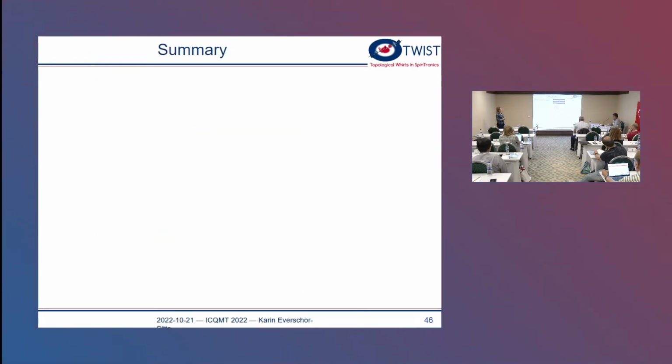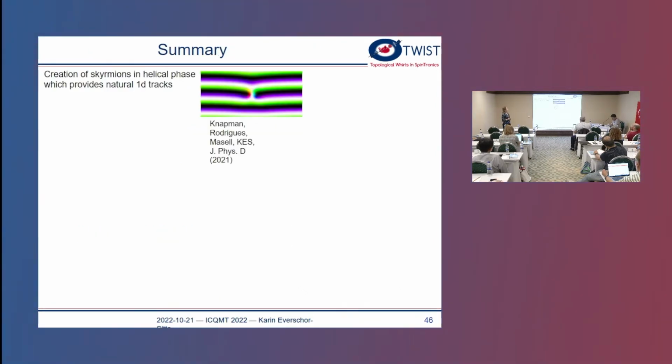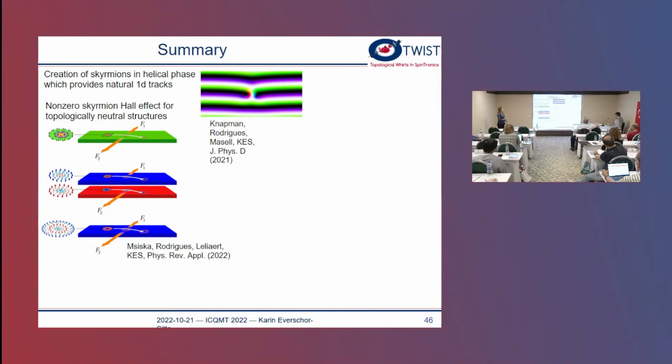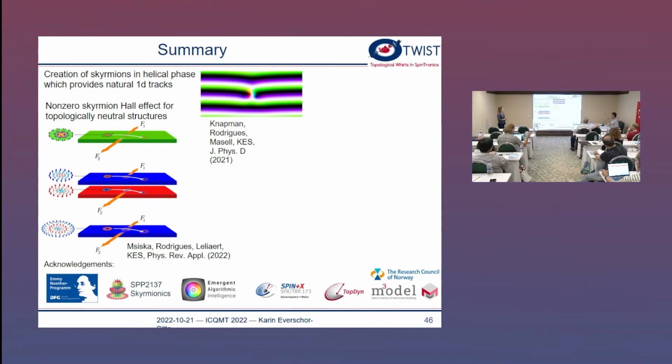With this, I'm at the end of my talk. I told you two stories. One is that we can create skyrmions in the helical phase by providing natural tracks. The other is that we can have a non-zero skyrmion Hall effect for topologically neutral structures.